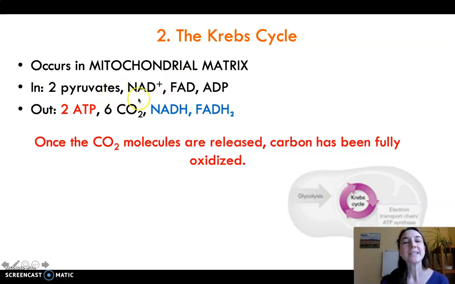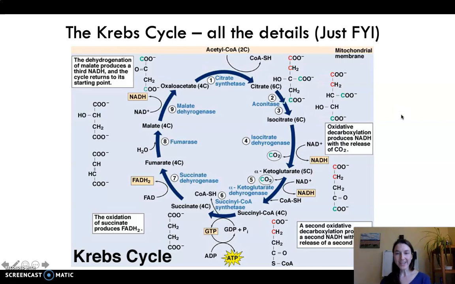We're also going to need some empty electron carriers to load up with electrons. So we're going to have some NAD plus and FAD that during the course of the Krebs cycle are going to get reduced. They're going to get electrons and hydrogens from those pyruvates to form NADH in the case of NAD plus and FADH2 in the case of FAD. And we're also going to make just a little bit of ATP. And we are going to take all of those carbons, they're going to be fully oxidized in this process and released as carbon dioxide, which is a waste product here. So let's take a look.